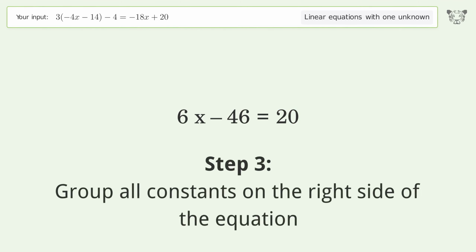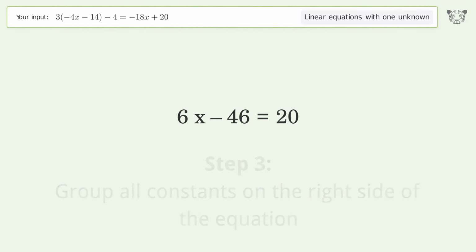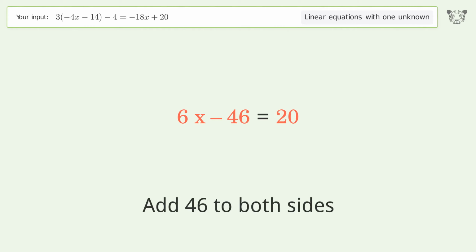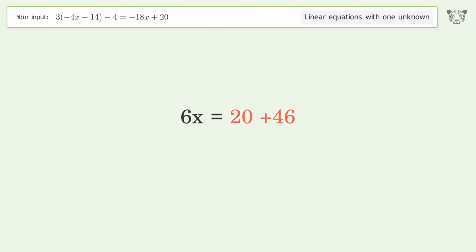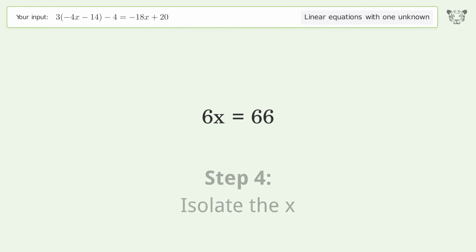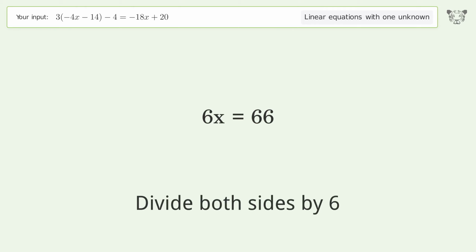Group all constants on the right side of the equation. Add 46 to both sides. Simplify the arithmetic. Isolate the x. Divide both sides by 6.